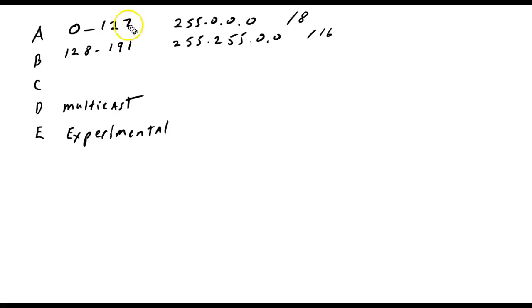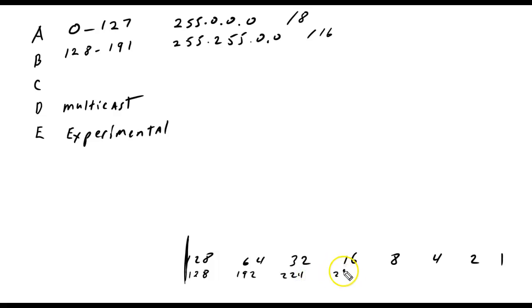By the way, you may notice already, if you remember our 1, 2, 4, 8, 16, 32, 64, 128, you may notice something. 0 to 127 up to here, right? And then remember, if we start adding these, 128, 192, 224, 240, 248, 252, 254, 255. Okay, this is going to become important in a minute.